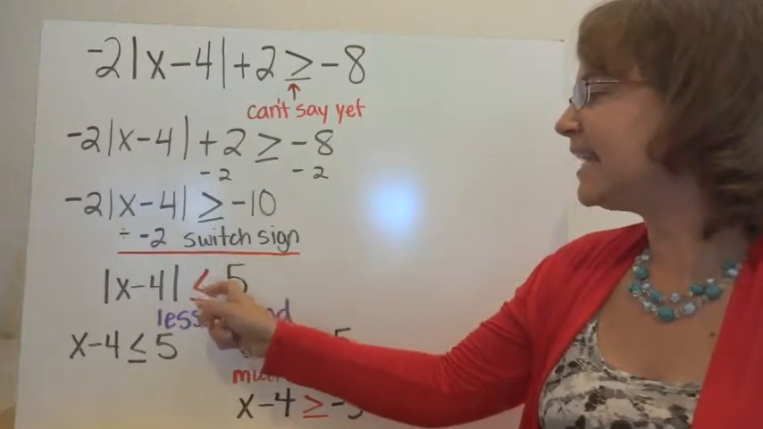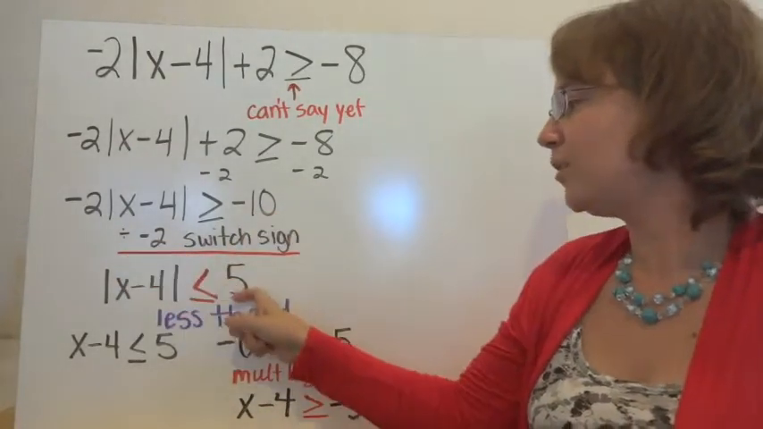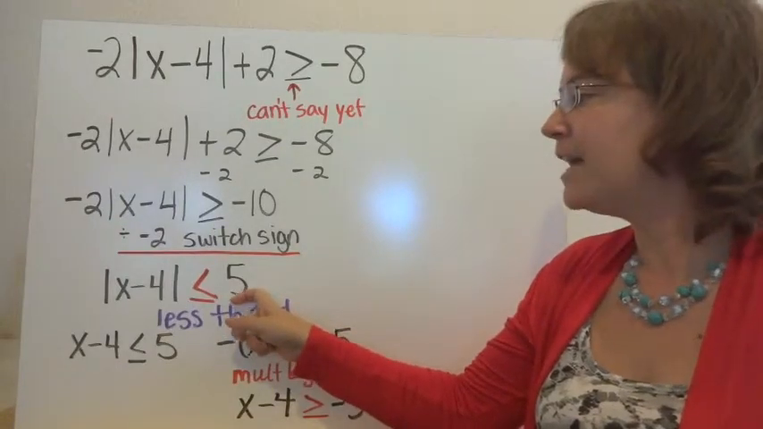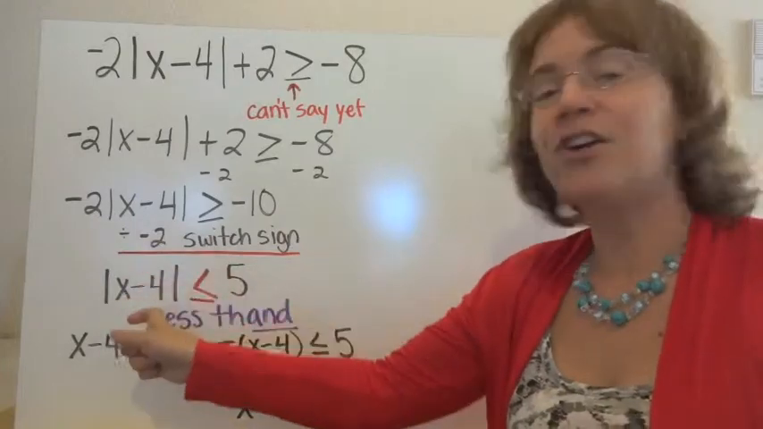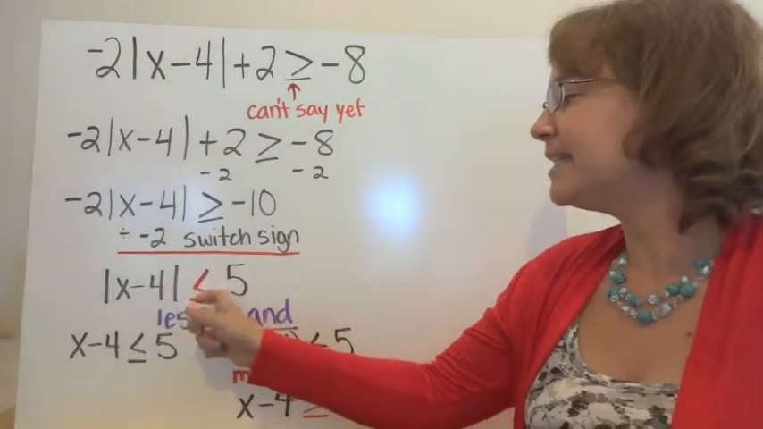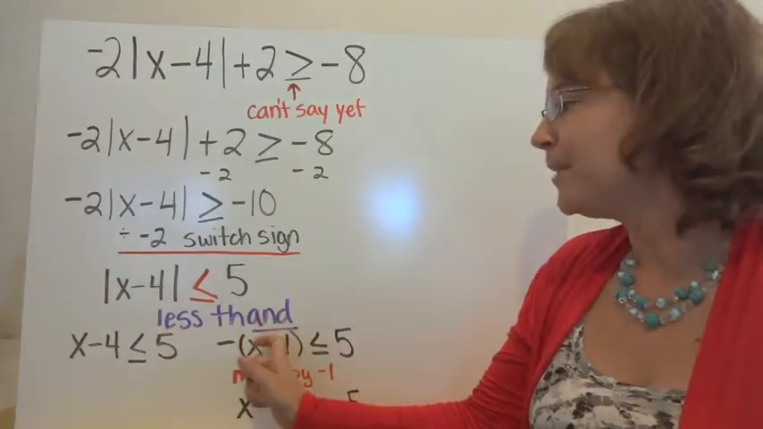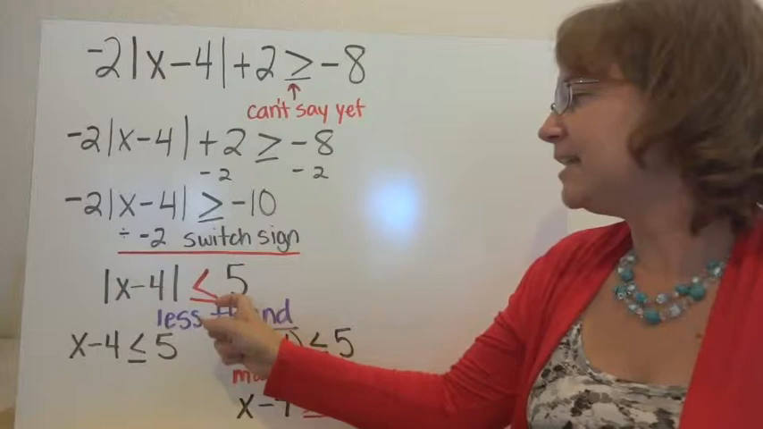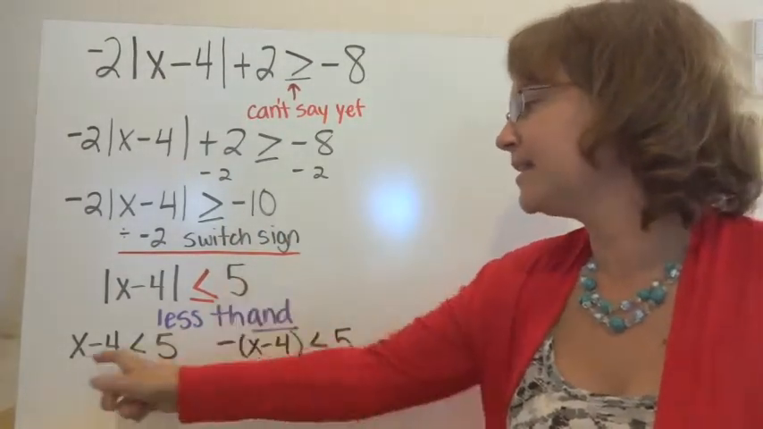Switching the sign to less than or equal to, and we have negative 10 divided by negative 2, which gives me a positive 5. Now we have isolated our absolute value. And now we can look at that and say, oh, that's a less than, so I'm going to have an "and" problem, a less than problem. So I'm going to be using "and" in this case. I'm going to have values that have to be true both ways.